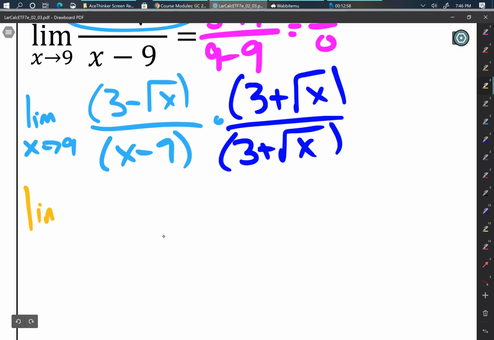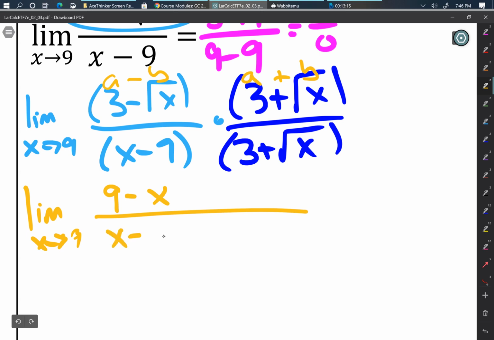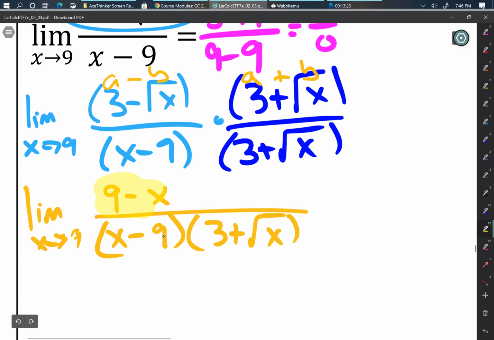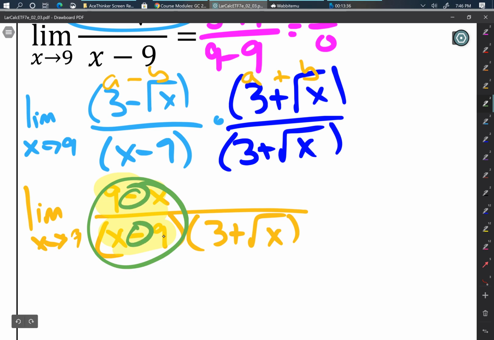That's going to give me then the limit as x approaches 9 of, let's see, there's a minus b, there's a plus b, a squared minus b squared, so 9 minus x over x minus 9 times 3 plus the root of x. I've got a problem here. These aren't the same. I've got 9 minus x and x minus 9. Do those still cancel each other? I mean, direct substitution still gives me 0 over 0 right there. So this still is 0 over 0.